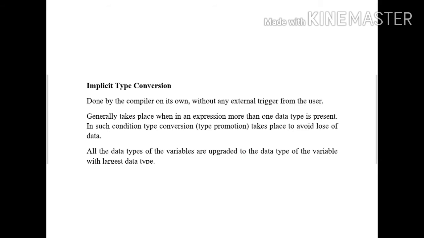The implicit conversion is done by the compiler on its own, without any external trigger from the user. Then we can take a look at this one also.